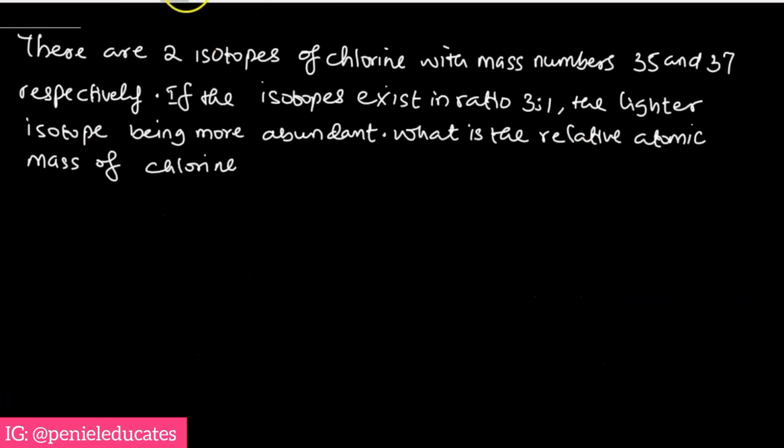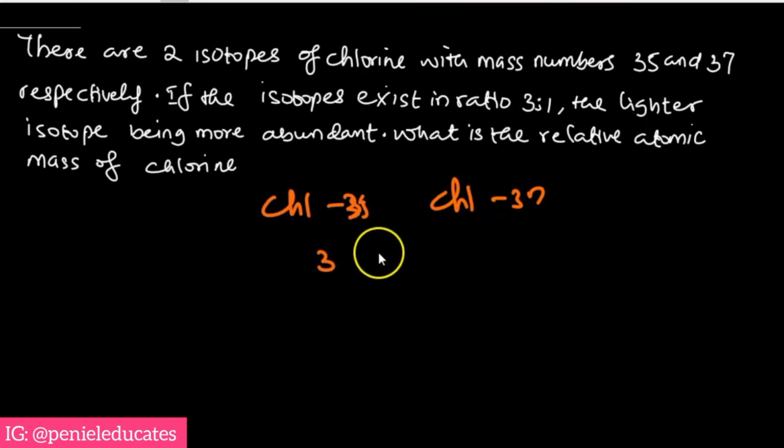All right, so let us look at this. We have two isotopes of chlorine with mass numbers of 35 and 37 respectively. If the isotopes exist in ratio 3:1, so we have chlorine 35 and chlorine 37, and they exist in ratio 3:1, the lighter isotope being more abundant, what is the relative atomic mass of chlorine? So we have to find the relative atomic mass.